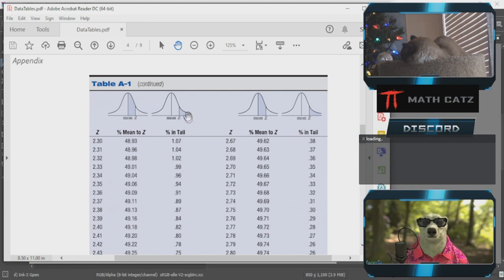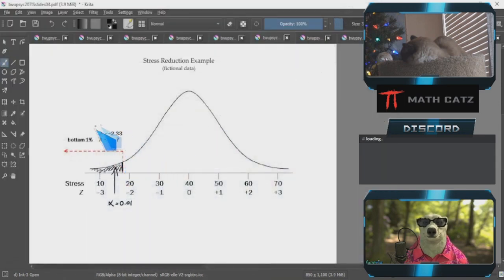Now that's the right tail. We just flip it. Symmetry, negative 2.33. So that's where we get this guy. Then we can calculate the corresponding score if we want to talk about the stress levels or talk about the z-scores. It's the same thing, right? So we want to be comfortable and flip between them as we want to, because they are equivalent.